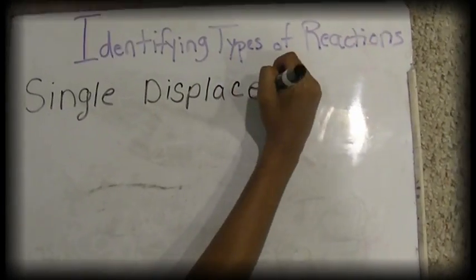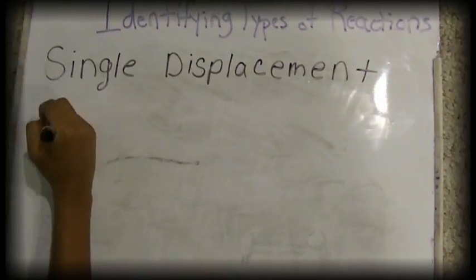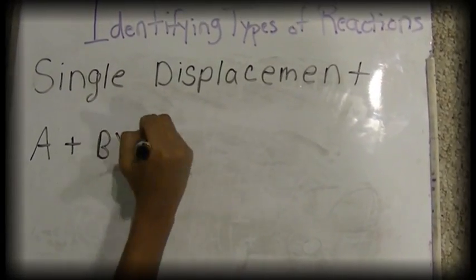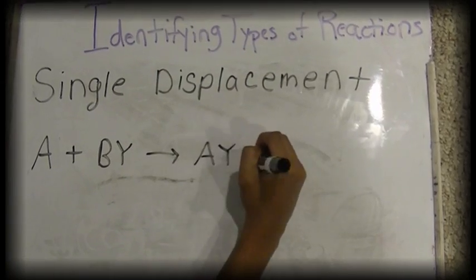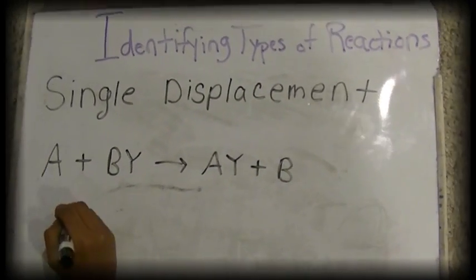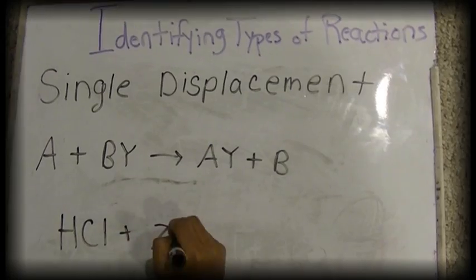One of the elements in that compound. In order for this to happen, the single element must be more reactive than the element in the compound that it's switching places with. In the equation, on both sides, there is one element and one compound.